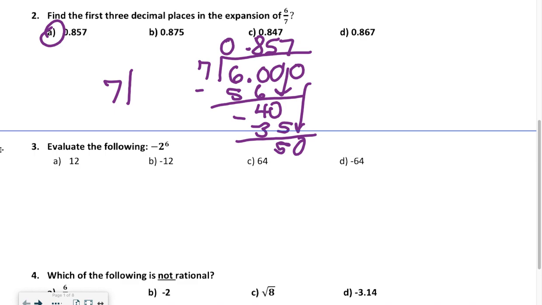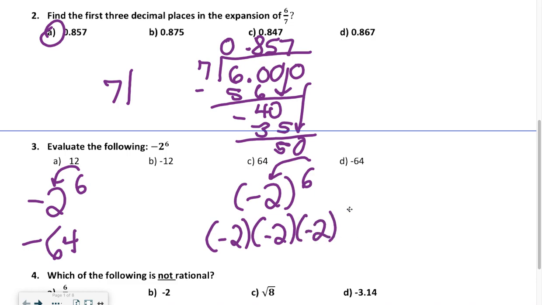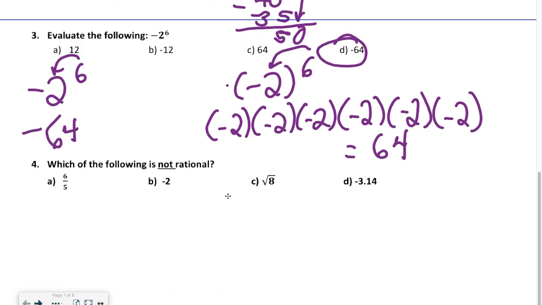Number 3, now because the negative is not inside of the parentheses, we are only raising 2 to the 6th power. If it was negative 2 to the 6th, then everything would be raised. So I'll show you the difference. 2 multiplied by itself 6 times is 64, and then we negate. This would be the same as multiplying negative 2 by itself 6 times. Remember that a negative raised to an even exponent becomes positive, and this would be positive 64. So the correct answer here is D, but just be on the lookout. They like to ask this kind of question.